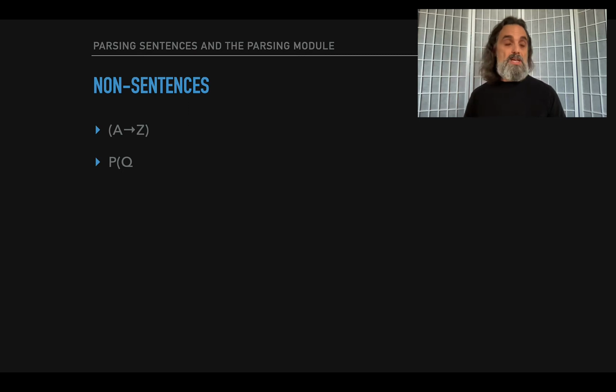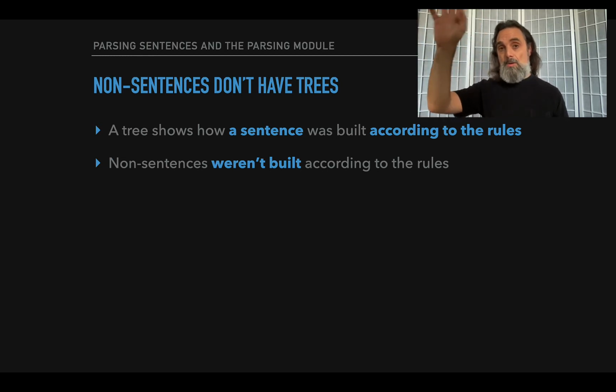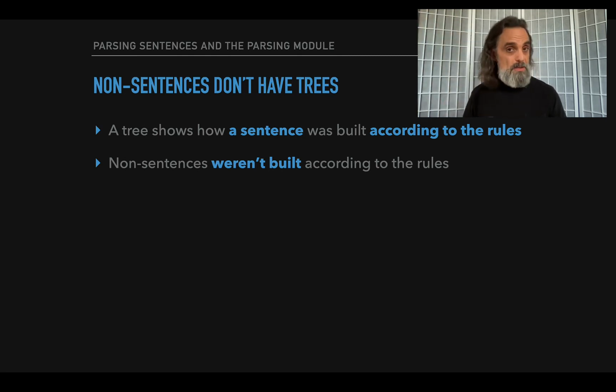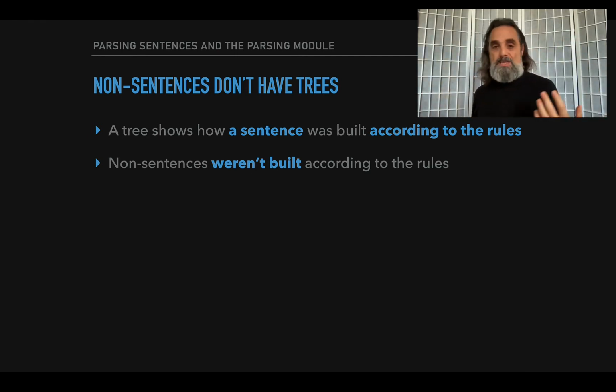So those are non-sentences. And the important thing we want to know about non-sentences is that they don't have trees, right? A tree says that thing at the top is a sentence, and here's how it was built according to the rules. But if we have a non-sentence at the top, well, that by definition is something that was not built according to the rules. And so there's no tree for it, because a tree shows how something was built according to the rules. So there are just no trees. You can make up some sort of notion of a tree for such a thing, I suppose, but as far as our trees are concerned, non-sentences don't have them because trees show how things were built according to the rules.